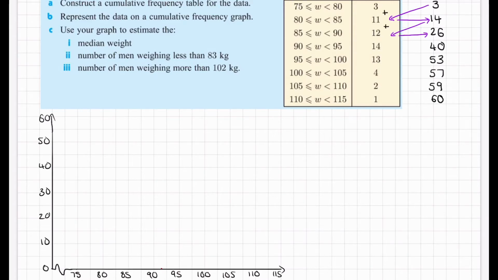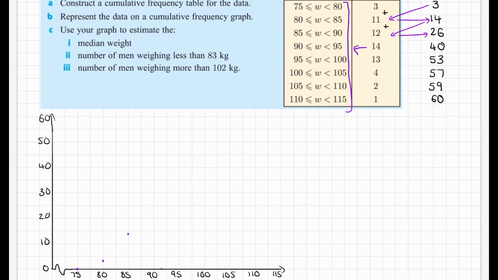Now when we're plotting our cumulative frequency, we actually plot to our second value. So we'll plot 3 at 80. So we plot these numbers at the second values. And so at 75 we plot 0 because that's a start. At 80 we have a frequency of 3. So remember, we want to plot the cumulative frequency. So the next number we're going to plot at 85 is 14.